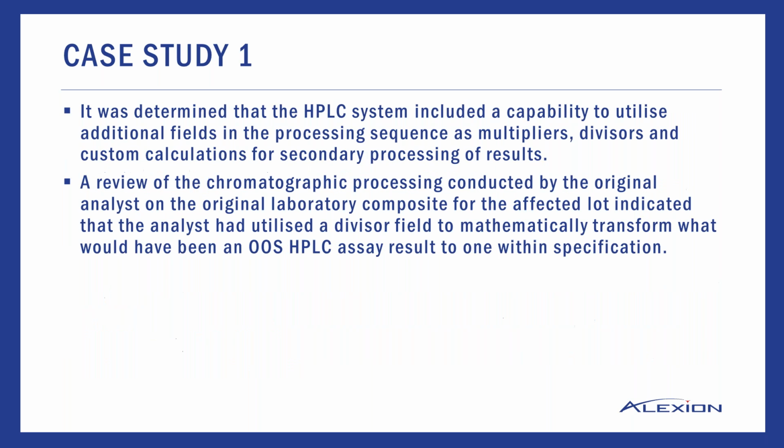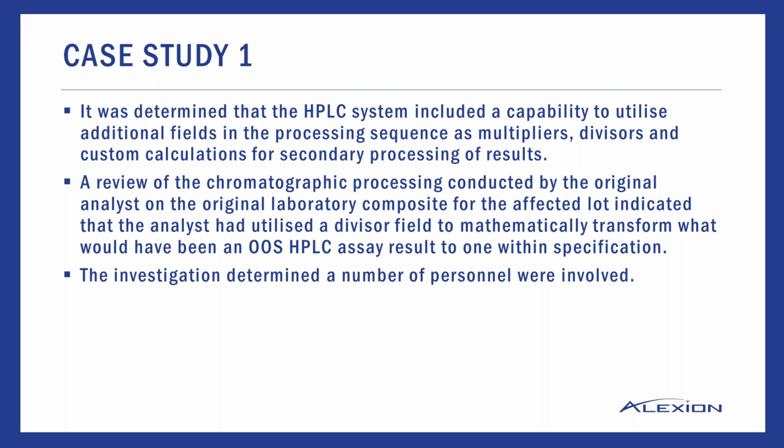It was determined that the HPLC system itself included the capability to utilize additional fields in the processing sequence as either multipliers, divisors, and custom calculations for the secondary processing of results. A review of all the chromatographic processing conducted by this particular analyst on the original composite for the affected lot indicated that they utilized the divisor field to mathematically transform what would have been an out-of-specification HPLC result to one within specification. So in this case, they'd actually manipulated the results, so falsification. And the investigation had determined a number of personnel were involved.